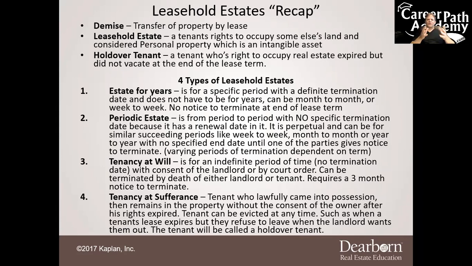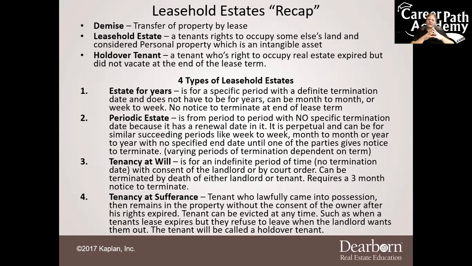So once again, 4 types of leasehold estates. Estate for years. What's its distinguishing characteristic? It's for a fixed period of time, has an end date in it. No notice is needed at the end of that lease term in order to start eviction on that tenant if they did not move out. Periodic estates, also known as an estate from period to period, automatically renew for the same amount of time that the original lease was written for.